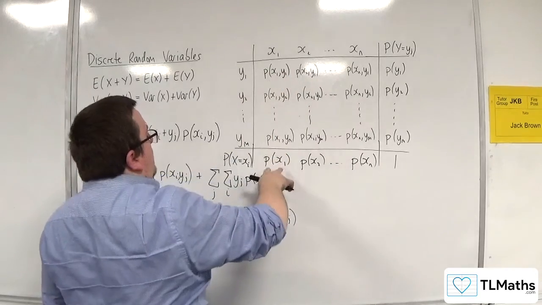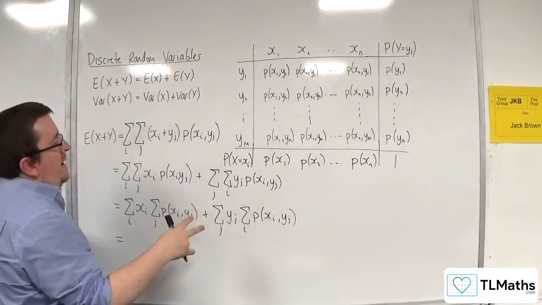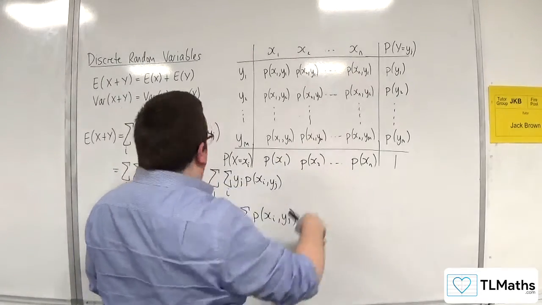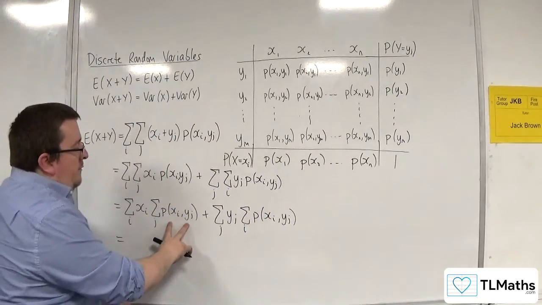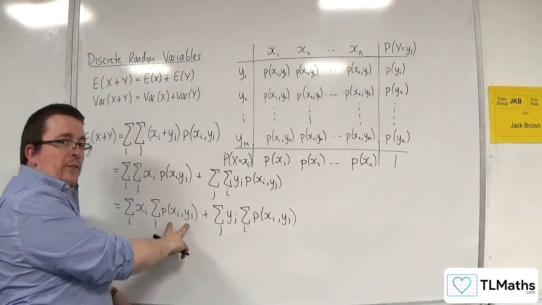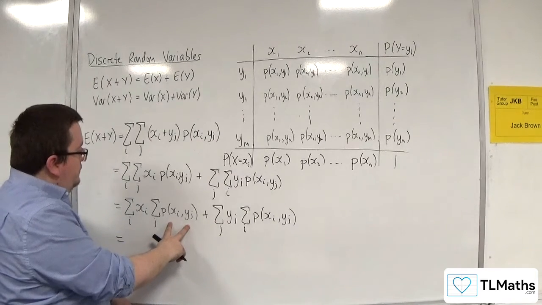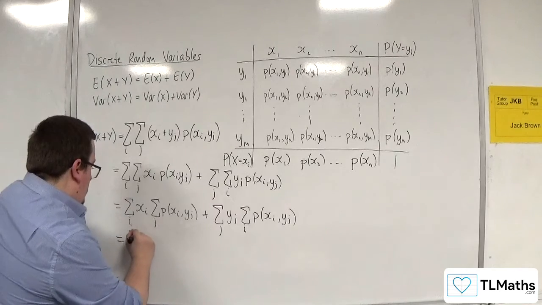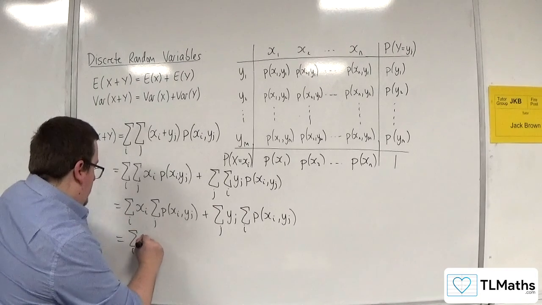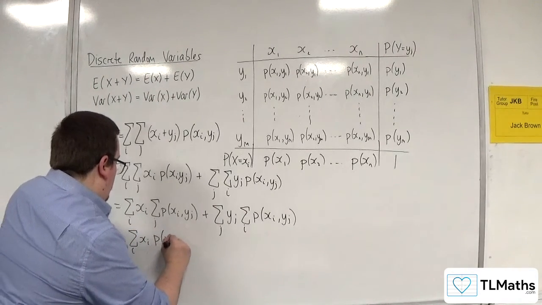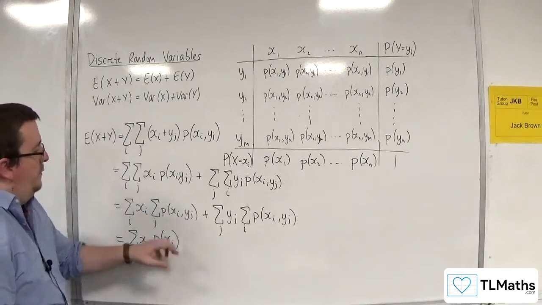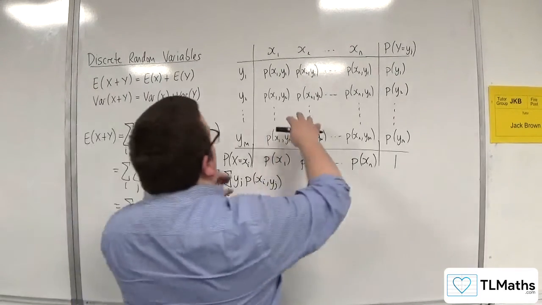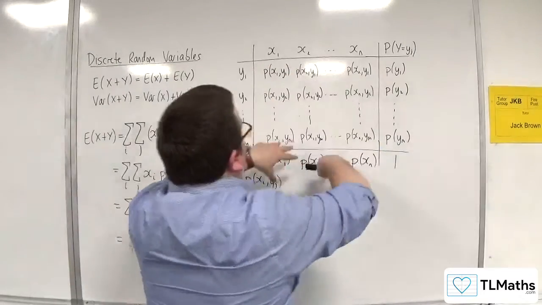So that column there, for example, p of x1, or p of x2, or p of x3, that's what we're going to be left with. We're actually going to be left with p of xi here. So that is the sum over i of p of xi. So all the y's are being added up. So that's essentially adding up a general column.